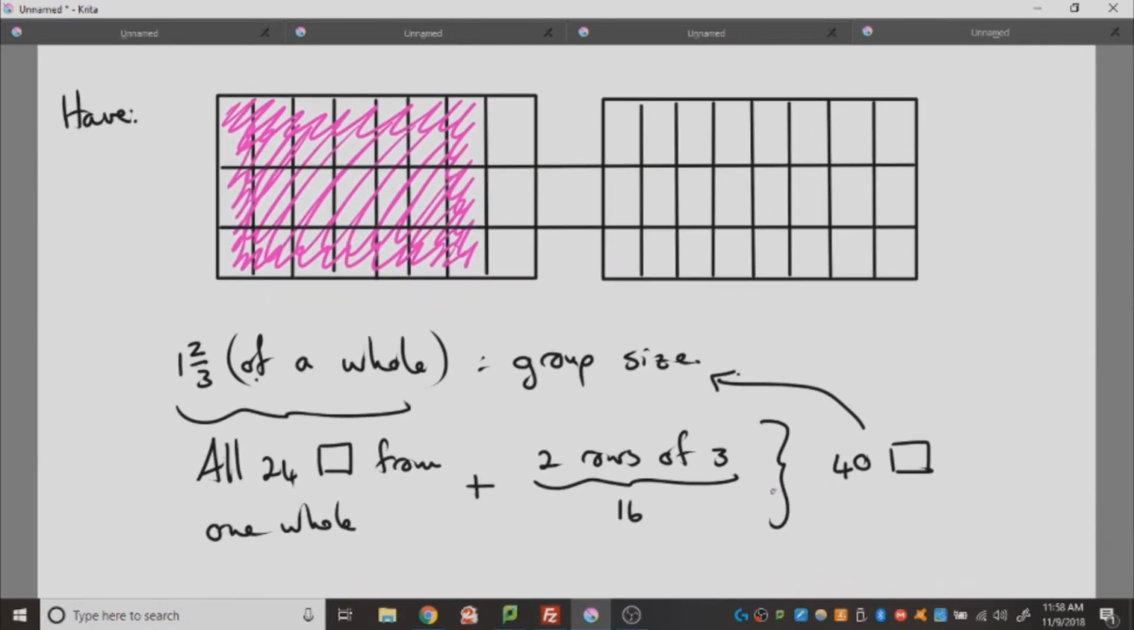Any other questions on getting that 40? I see frowns.